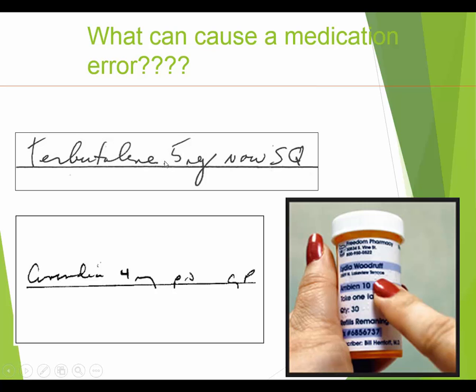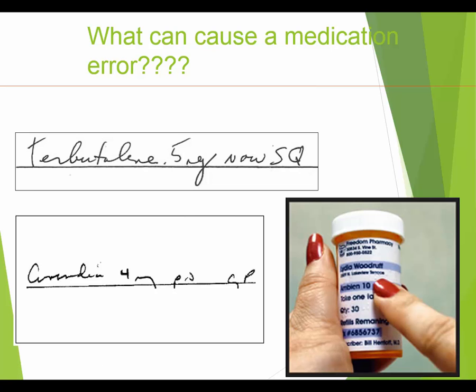Okay, so how you would solve this is always use a leading zero. Always write this terbutaline 0.5 milligrams. Because if that little decimal point right there gets obscured by something, drops off somehow, we miss seeing it, you're going to have .5 milligrams. Well, that doesn't make any sense just to have .5 milligrams written on there. So you always use a leading zero.